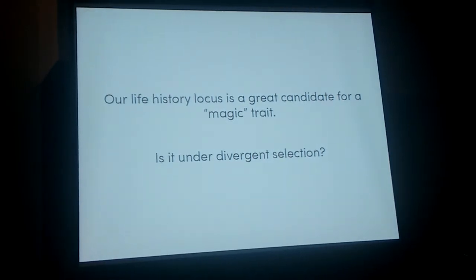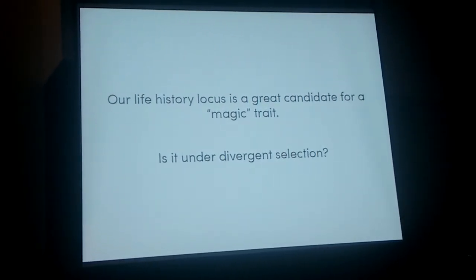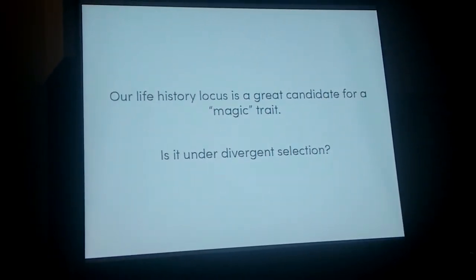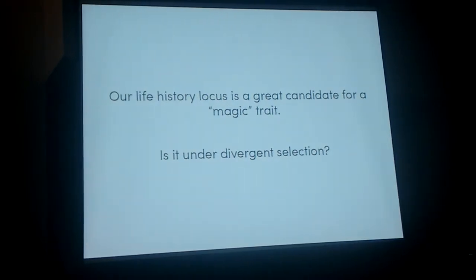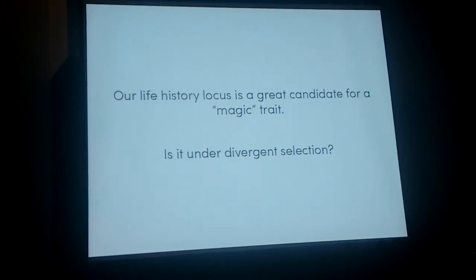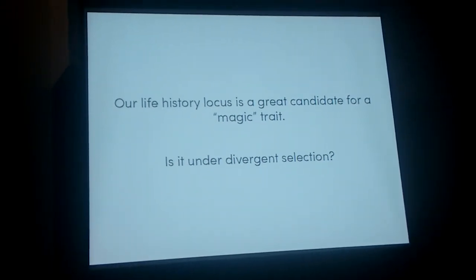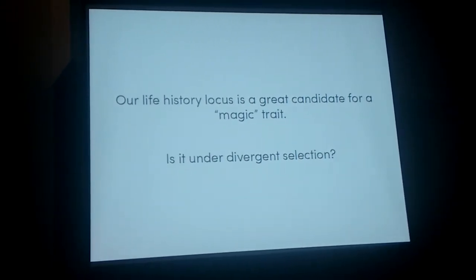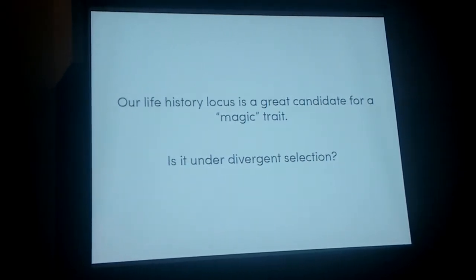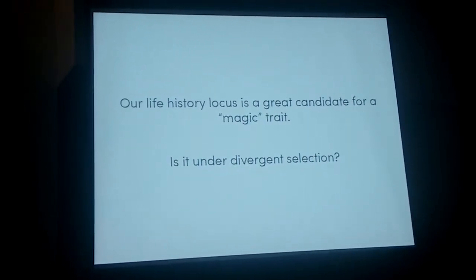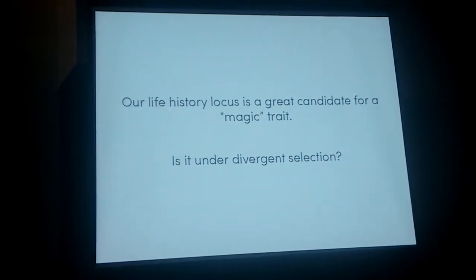What I want to focus on is that, given what we know so far, this life history locus is a great candidate for a magic trait. It's one locus, it can't be broken apart potentially, or they're tightly linked things that are difficult to break apart by recombination. And it's a site that potentially is under divergent selection, but definitely creates reproductive isolation. If you're flowering 5 months apart, it's difficult to mate.